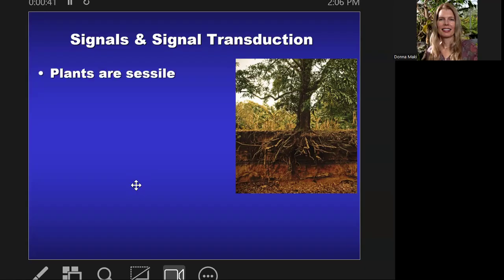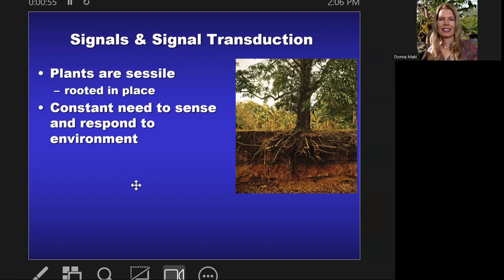We all know by now their unique lifestyle of being rooted in place is very different from ours. They have to deal with whatever they got dealt when that seed landed there and they started to germinate and grow. Mostly because they are rooted in place, they have to be incredibly sensitive to their surroundings, able to assess minute by minute what's going on around them and respond appropriately if they're going to survive and reproduce to get seeds put into the next generation.